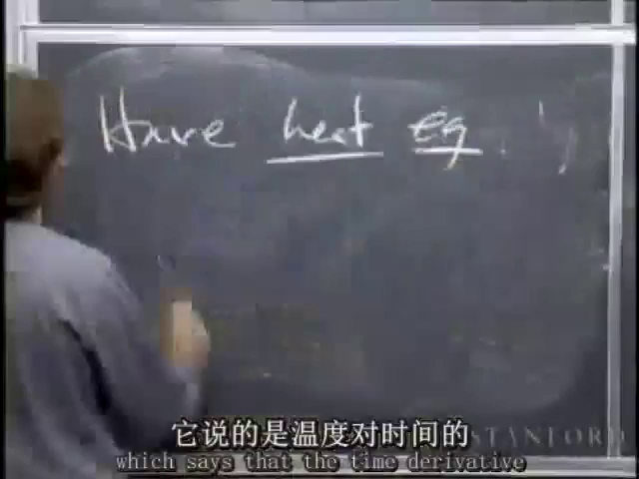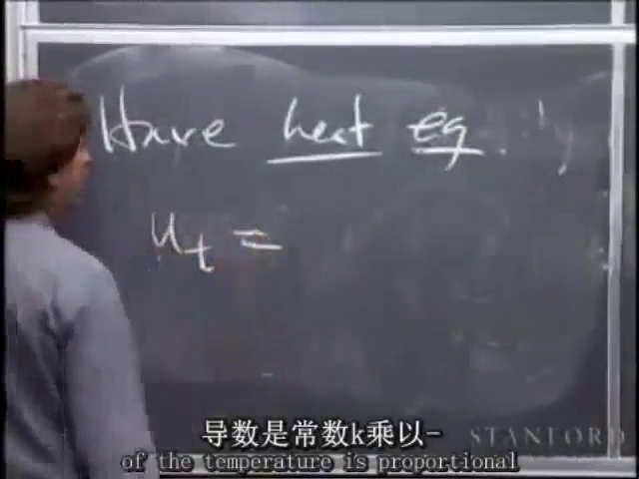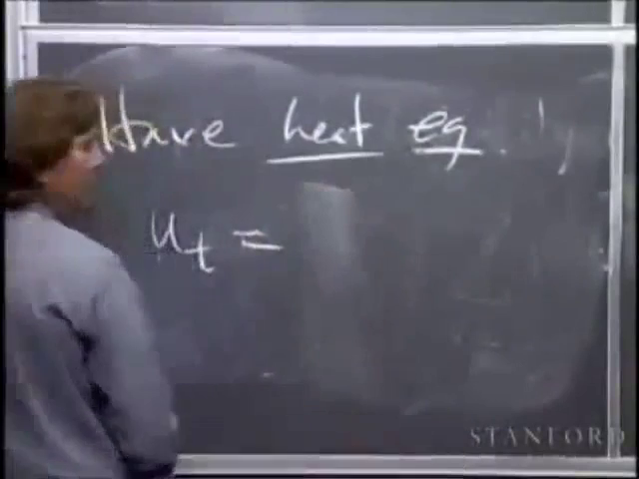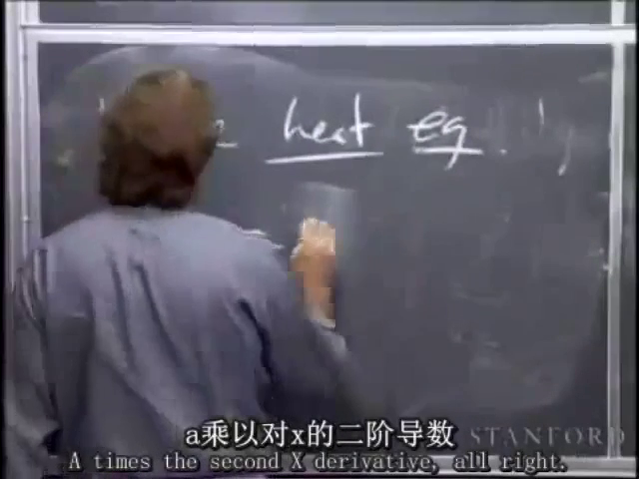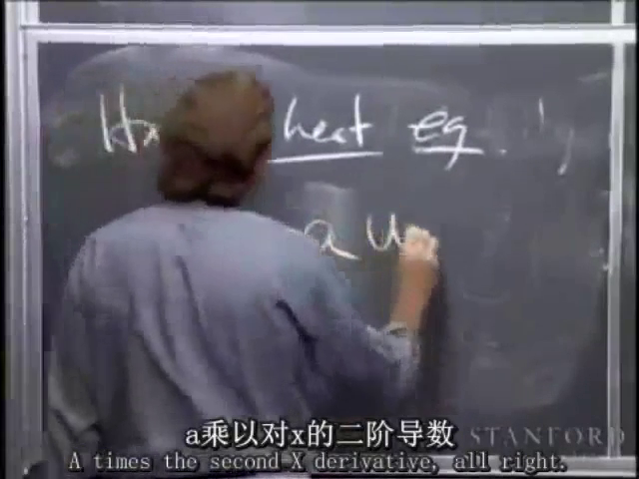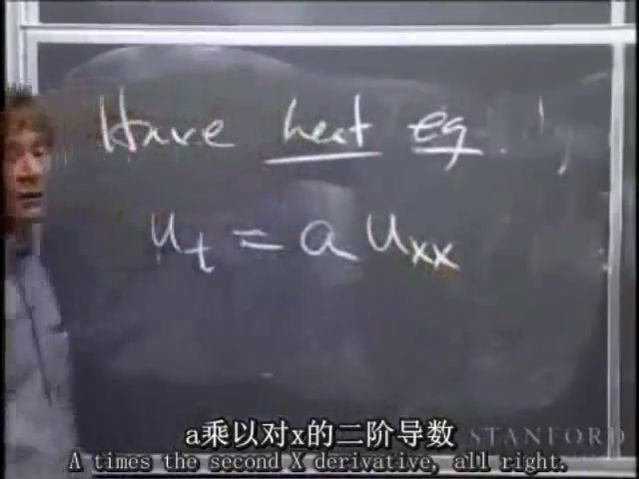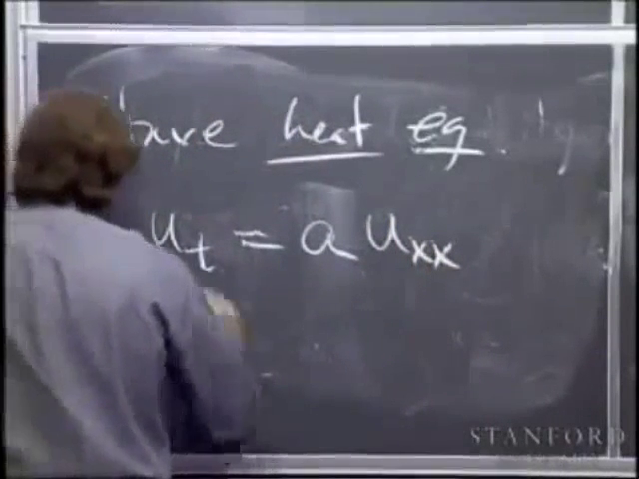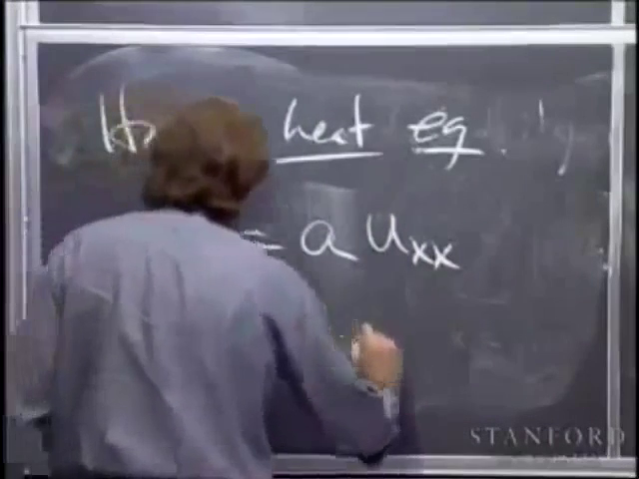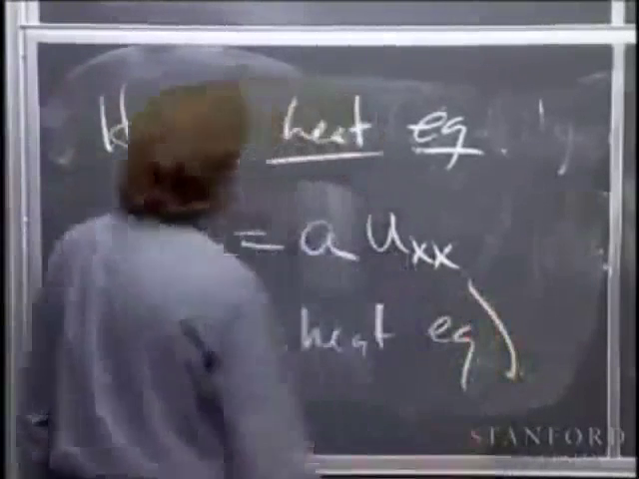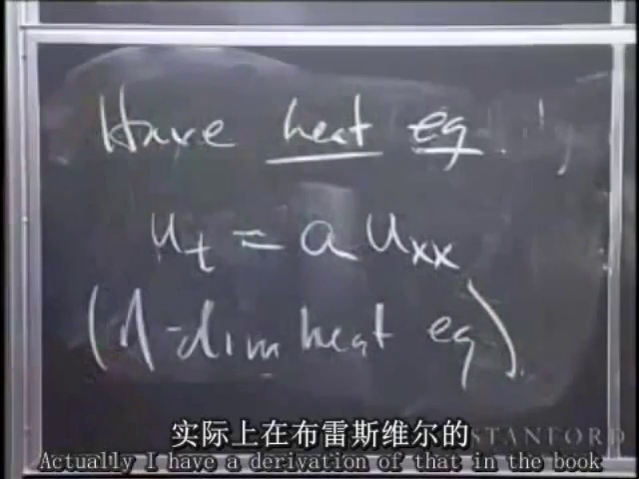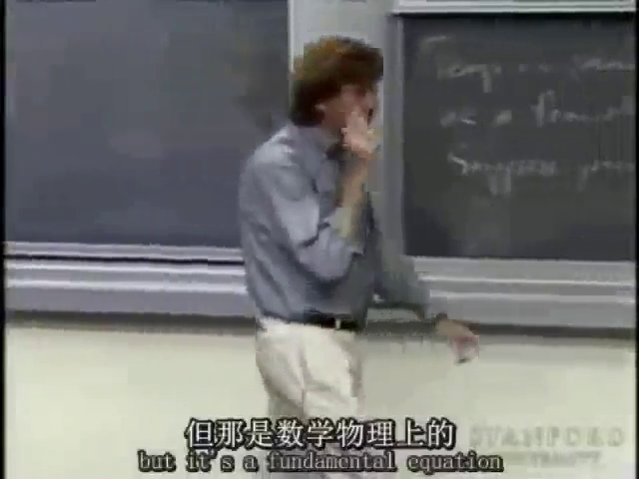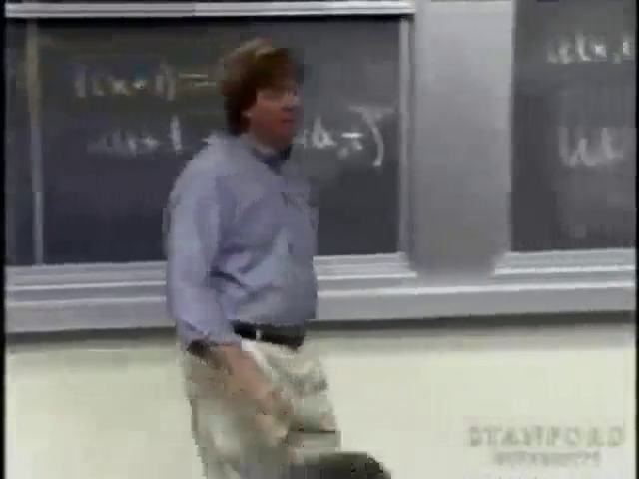We have the heat equation, which says that the time derivative of the temperature is proportional to, maybe I should call it another constant because I've already used k, a, times the second x derivative. That's the one-dimensional heat equation. I'm not going to derive that. Actually, I have a derivation of that in the book that sort of follows Bracewell's discussion of the heat equation. But that's a fundamental equation of mathematical physics.